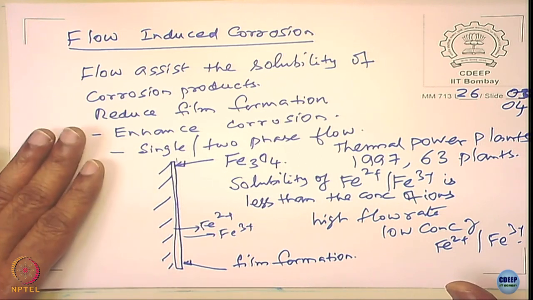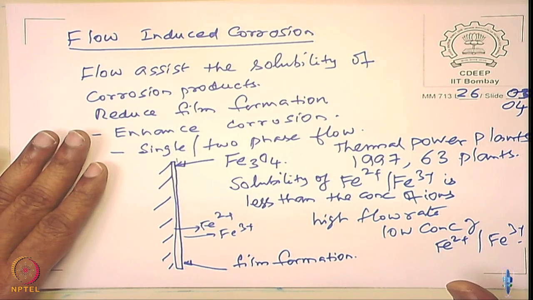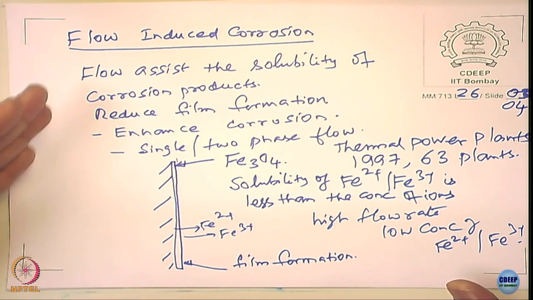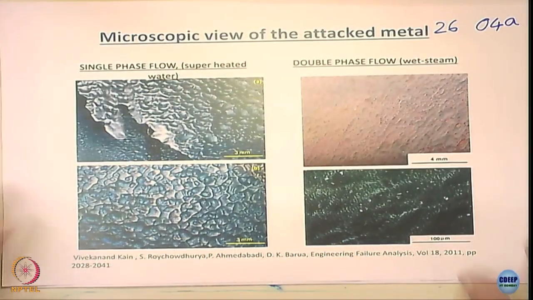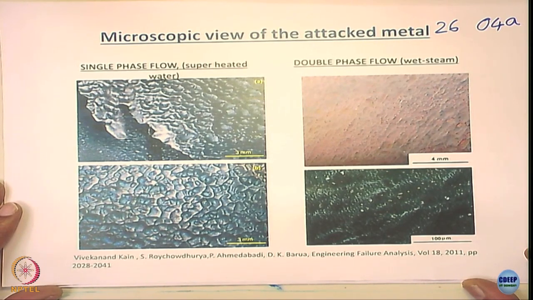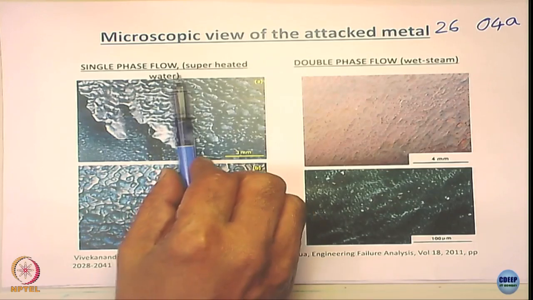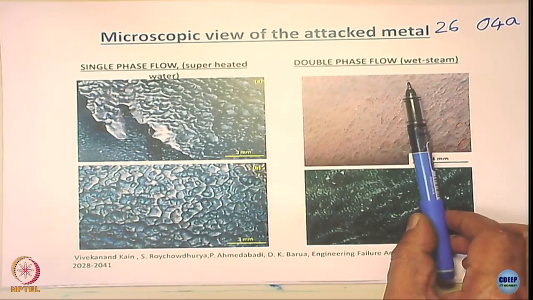So, that is the primary mechanism of corrosion of steel by the flow induced corrosion process. How do they appear? This is the photographs taken on a steel pipeline, with superheated water. You see, the left side has got a single phase flow, and here the two phase flow.